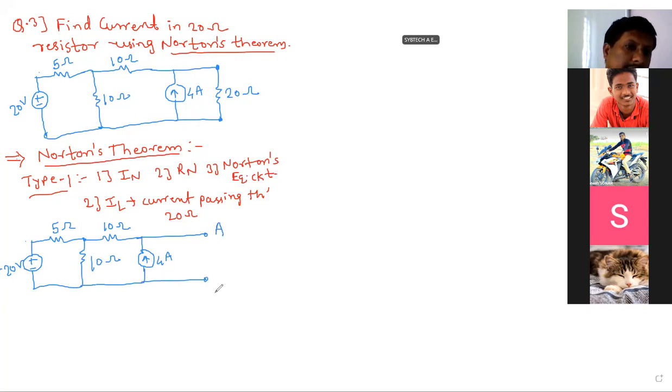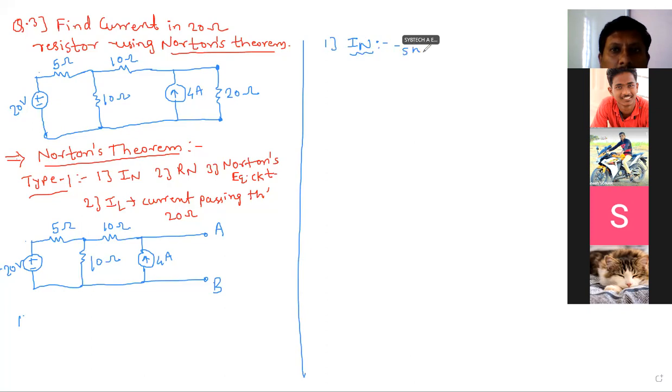So make it open. So A and B terminals are made open. We have removed the 20 ohm resistor as a load resistor and we have given the name of terminal as A and B. So first of all, we have to start from calculating the IN. IN is equal to... So IN means what? Short circuit current between A and B.